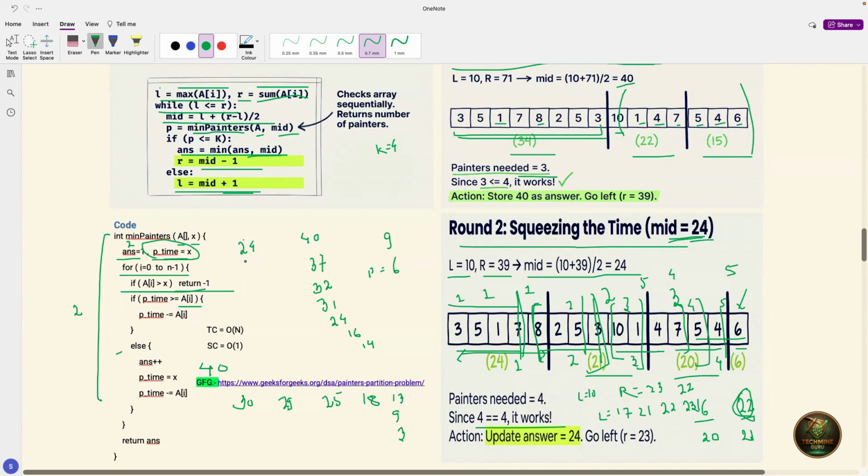For painting this one, we will reduce the time for that particular paint. Now the current P time will be 21. Now in the next iteration, again 5 will get deducted. Now the current P time will be 16. In the next iteration, 1 will get deducted. Our current time will be 15.